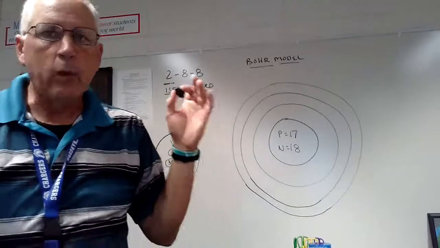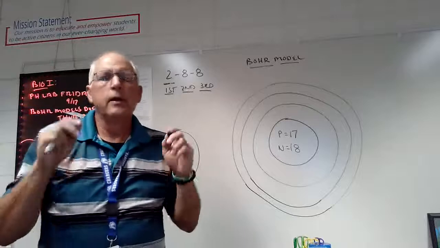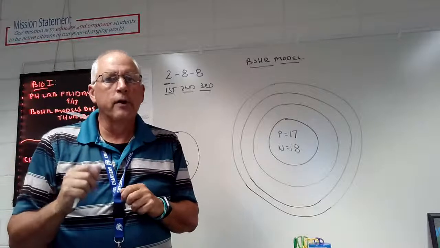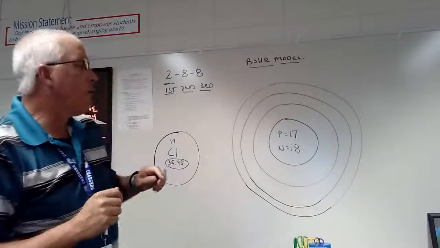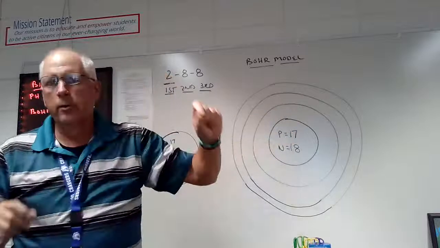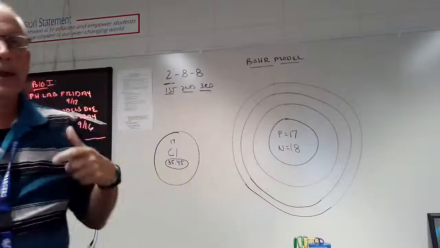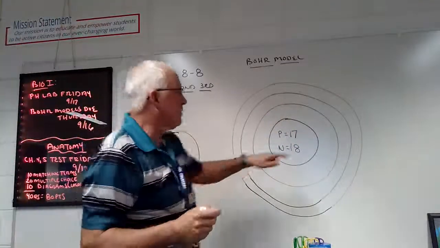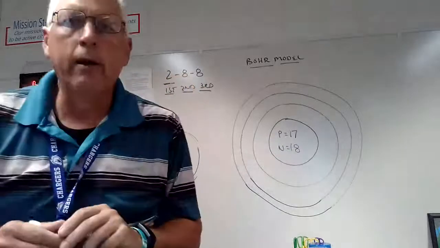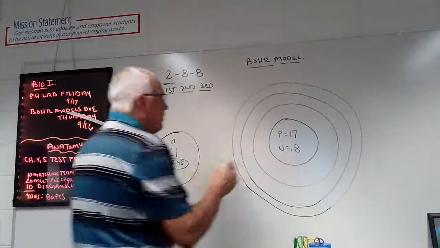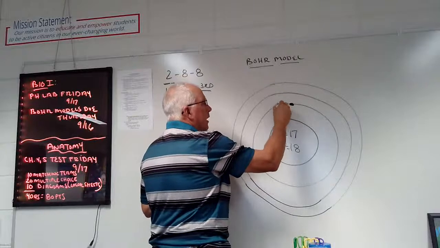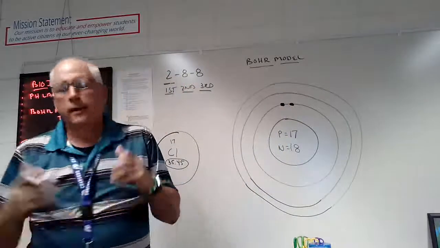Now, we always fill Bohr models from the inside out. So I'm always going to start with the first orbit. Now, I don't care where you put them on the circle, as long as you get the right number in the right orbit. Some people like to pair them up. I think the instructions say start on the right and work your way to the left. I don't really care, but we're going to put 2 electrons in here. So I'm going to put 2 dots, and that's where I start.